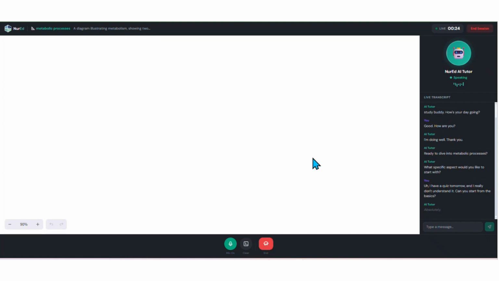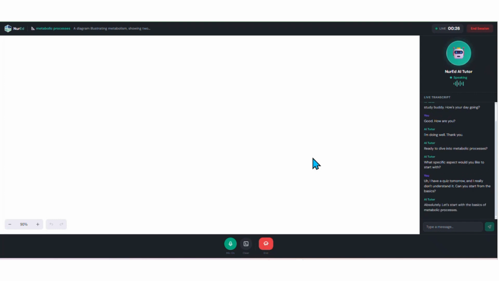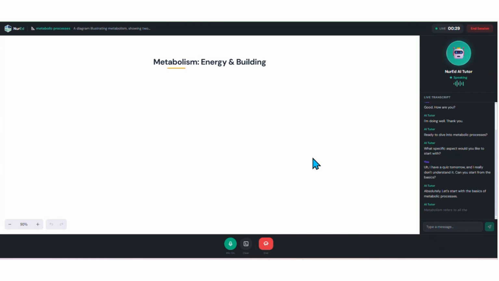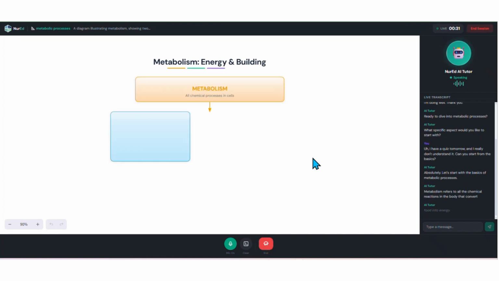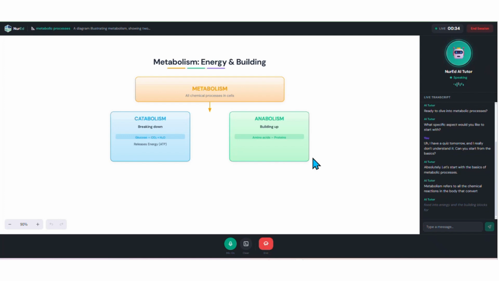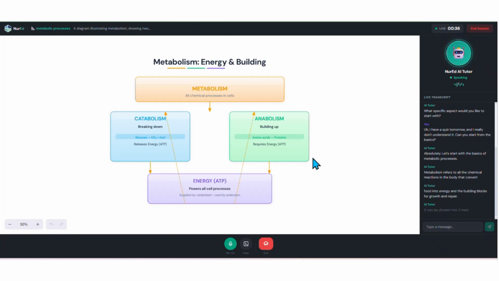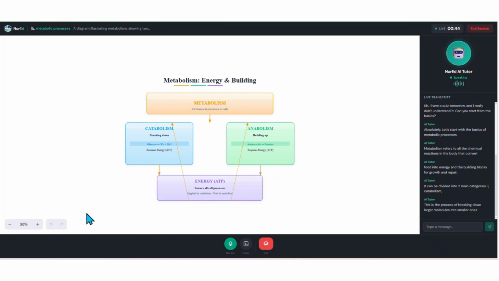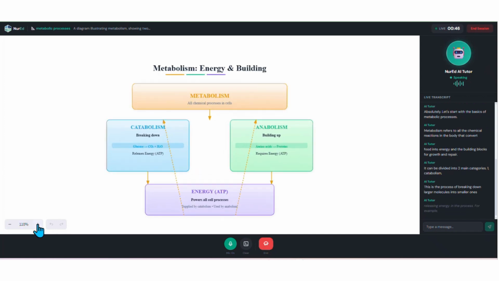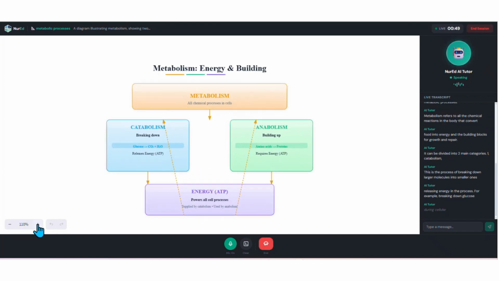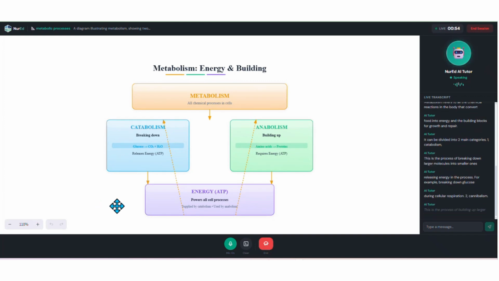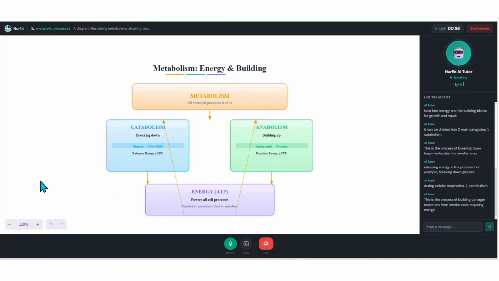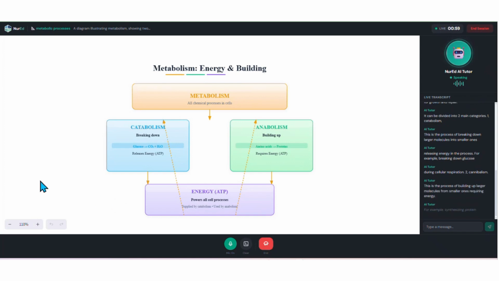Absolutely. Let's start with the basics of metabolic processing. Metabolism refers to all the chemical reactions in the body that convert food into energy and the building blocks for growth and repair. It can be divided into two main categories. One, catabolism. This is the process of breaking down larger molecules into smaller ones, releasing energy in the process. For example, breaking down glucose during cellular respiration. Two, anabolism. This is the process of building up larger molecules from smaller ones, requiring energy. For example, synthesizing proteins from amino acids.